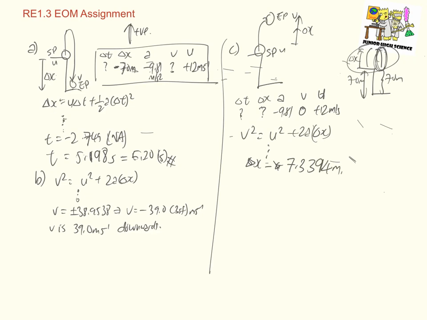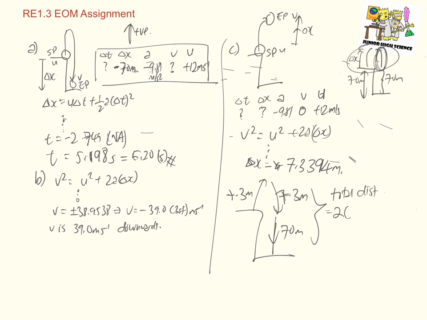I will get 7.3394 meters. So I have a maximum height of 7.3 meters. It comes down 7.3 meters again, and it further travels downwards for 70 meters. So my total distance traveled will be 2 times 7.3394 plus 70, and I should get 84.7 meters.